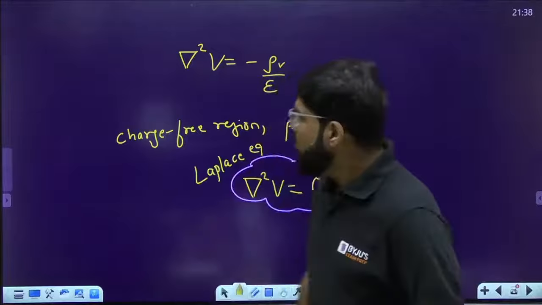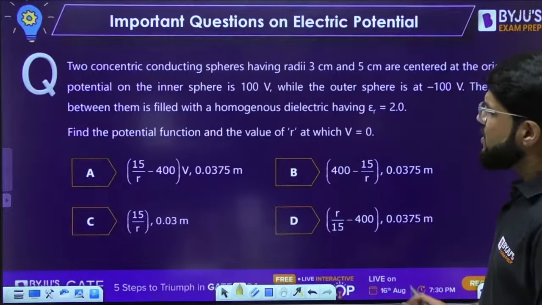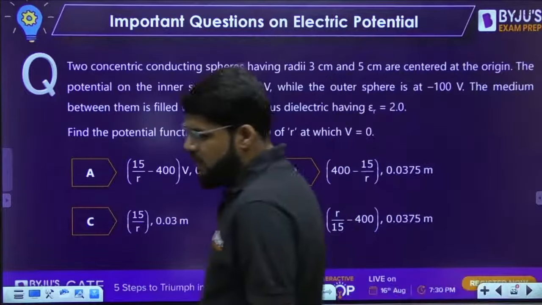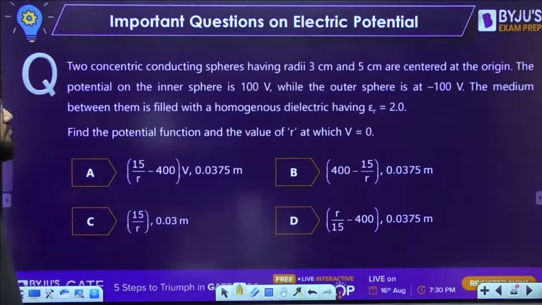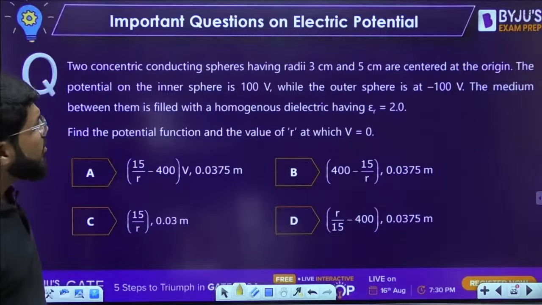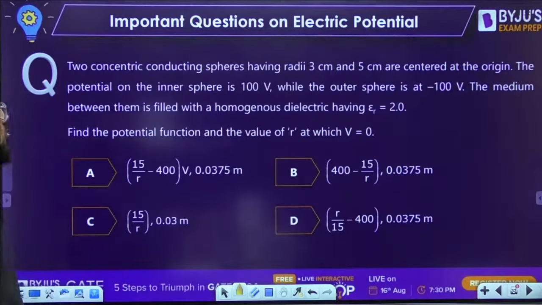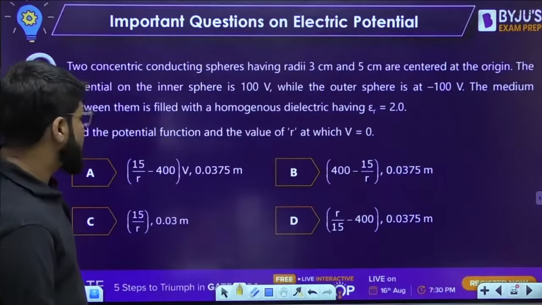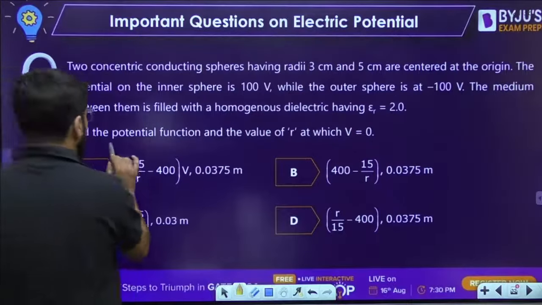Okay. Now have a look at the next question. It's a good, important one. Two concentric conducting spheres having radii 3 and 5 are centered at the origin. The potential on the inner sphere is 100 volt, while the potential on the outer sphere is minus 100 volt. The medium between them is filled with a homogeneous dielectric having epsilon r equal to 2.2. Find the potential function and the value of r at which the potential is 0.